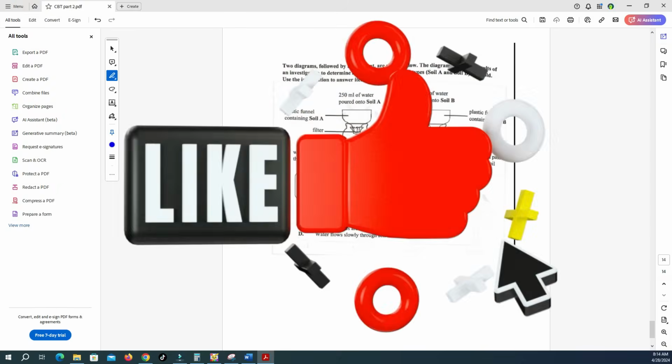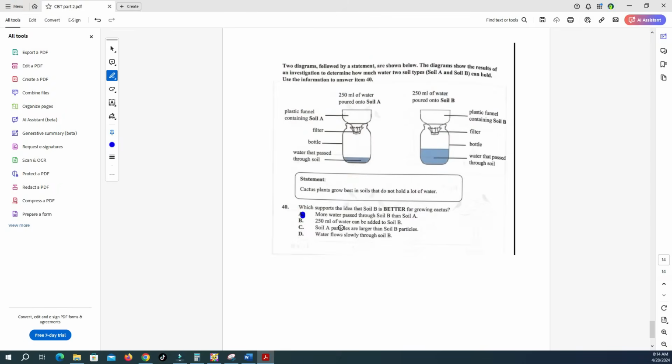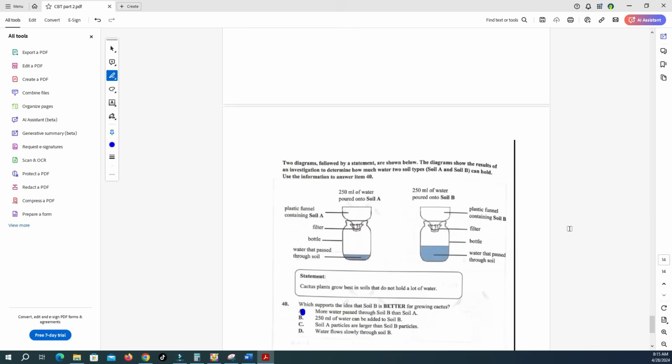Let me just check the others. 250 milliliters of water can be added. No, soil A particles are larger. How would you know that than soil B? How would you know that? It's the same thing. Water flows slowly through soil B. That's not true. So definitely the answer is the one about more water passing through soil B.